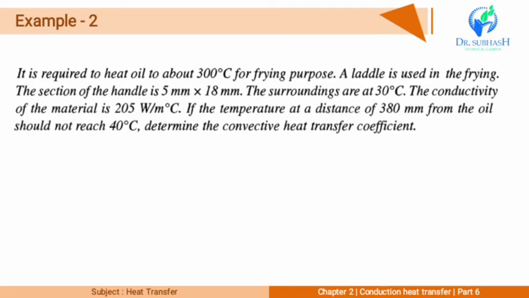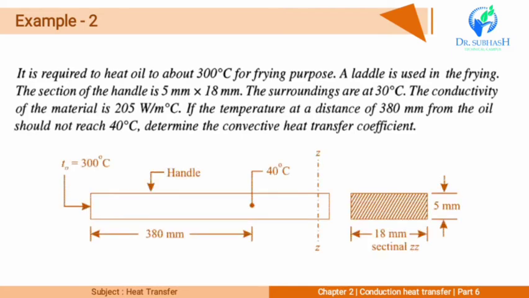A ladle is used in the frying. The section of the handle is 5 mm multiplied by 18 mm. The surroundings are at 30 degrees centigrade. The conductivity of the material is 205 watt per meter degree centigrade. If the temperature at a distance of 380 mm from the oil should not exceed 40 degrees centigrade, determine the convective heat transfer coefficient.